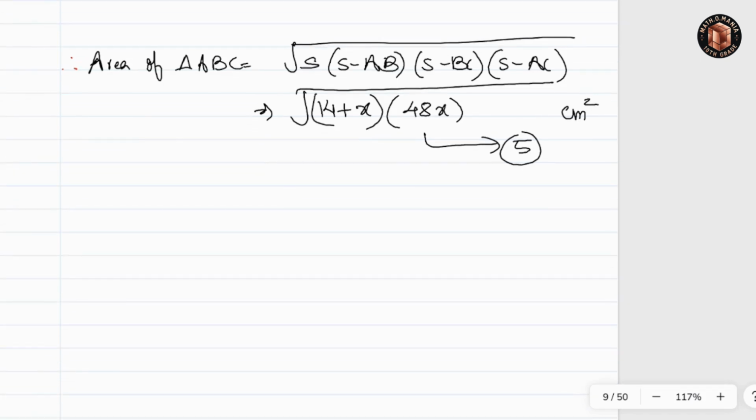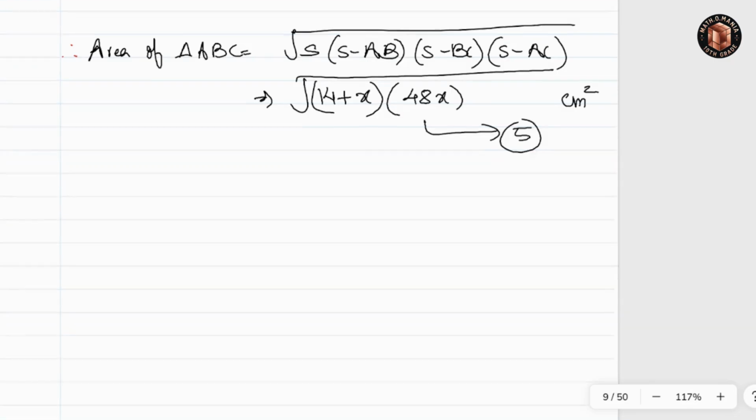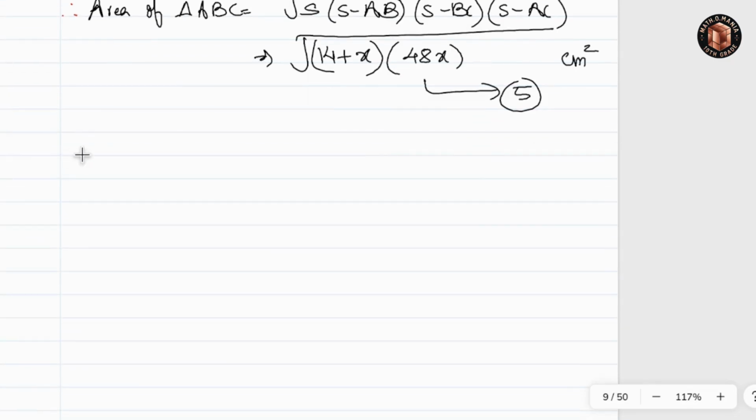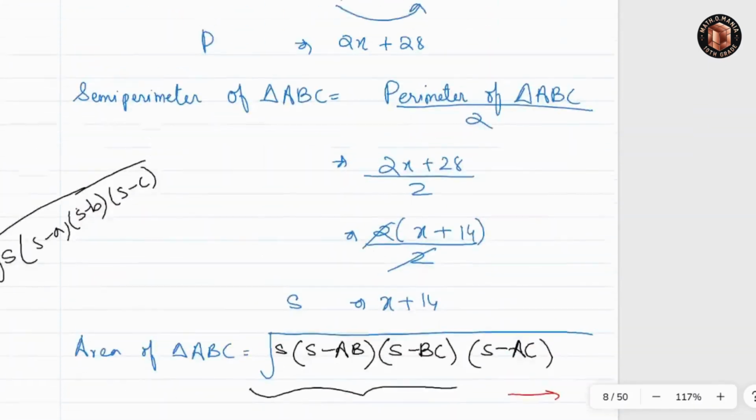Now here x is an unknown. So using this, now I need to find x, then only I can find these values, right? For that, I will do another process: now take my triangle here.